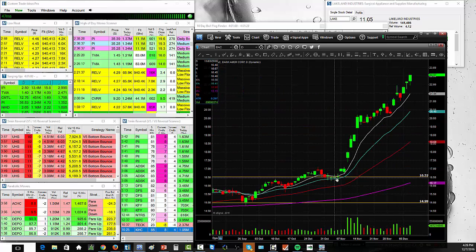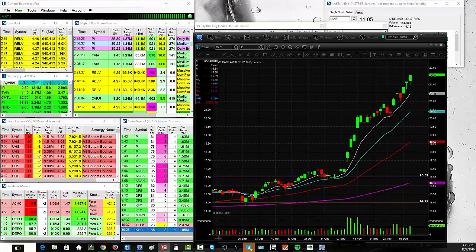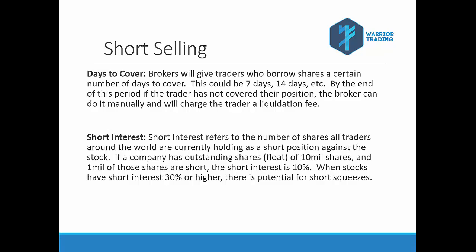So let's say someone shorted this stock at $16. Here we are, 3 weeks later, up at $22, and they're down significantly, right? And the thing is, they can't just keep holding and holding and holding. At a certain point, the days to cover is going to expire, and they're going to need to cover that position, and that's when, in this case, they'd be taking the loss.